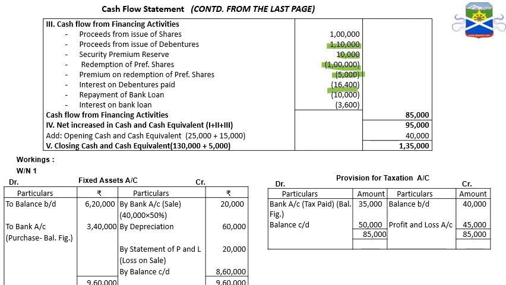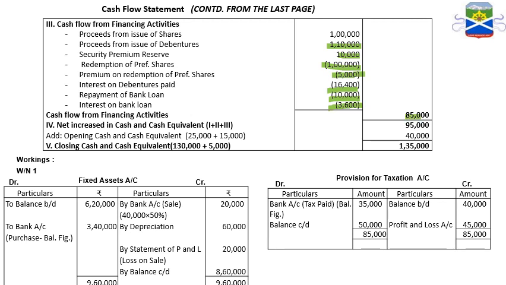That also we have worked out. Now repayment of bank loan is given 10,000. Bank loan has decreased, and interest on bank loan, which we worked out, is 3,600. So altogether the cash flow from financing activity is 85,000.